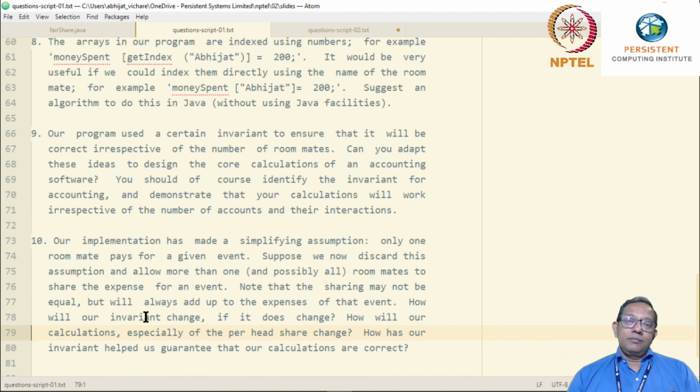The eighth question. The arrays in our program are indexed using numbers. For example, the money spent[getIndex(Abhijat)] is 200, where getIndex(Abhijat) returns the index, the integer, the number against which the money spent by Abhijat is stored. It would be nice if we could index them directly using the names of the roommates. So instead of saying money spent by get index Abhijat, it would be great if we could write it as money spent by Abhijat.